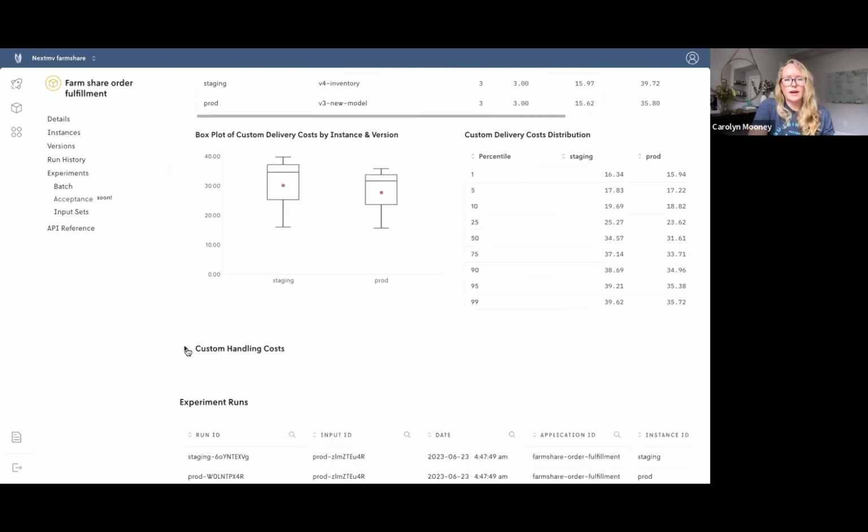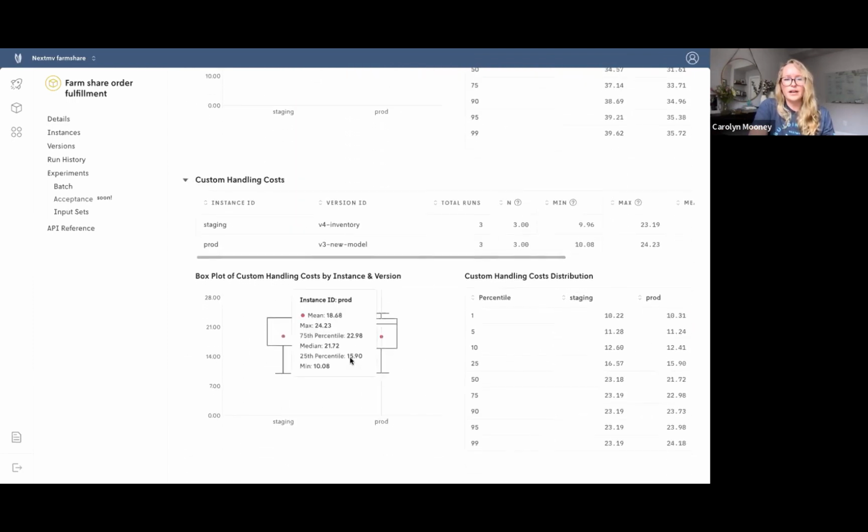The other thing we're looking at here is handling cost. And so this is per DC, each time we're sending an order there, right? They have a certain handling cost. Unsurprisingly, this stayed roughly the same. And that's because we've selected DCs that have similar costs for handling our orders.